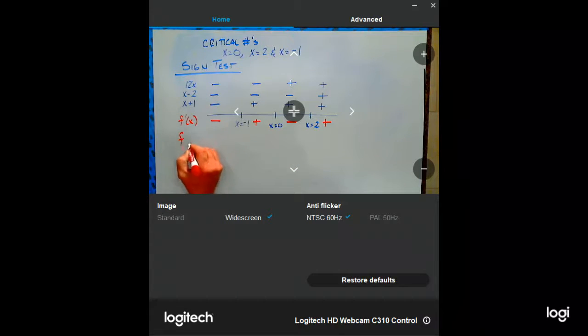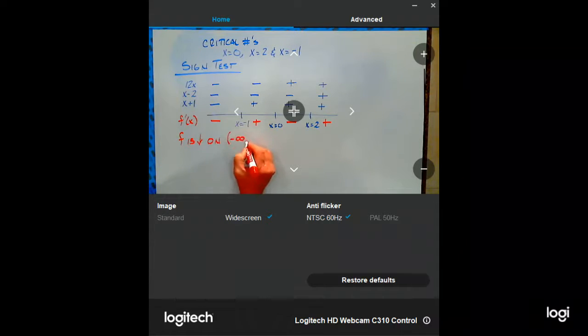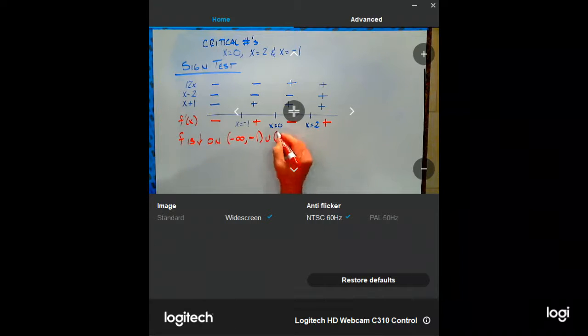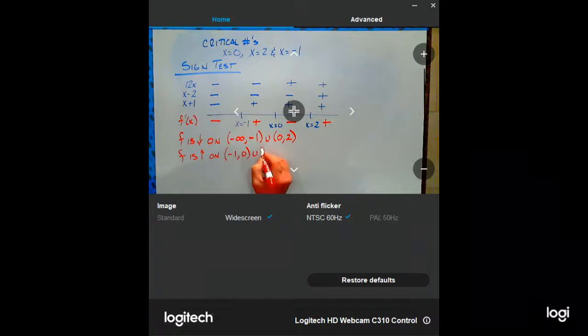We can conclude that the function f is decreasing. I'll use a down arrow for decreasing. f is decreasing on the open interval from negative infinity to negative 1, union the interval from 0 all the way to 2. That's where our function is decreasing. Now, f is increasing where our derivative is determined to be positive by the sign test. So f is increasing on negative 1 to 0, union 2 to positive infinity.